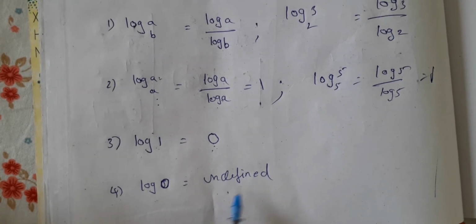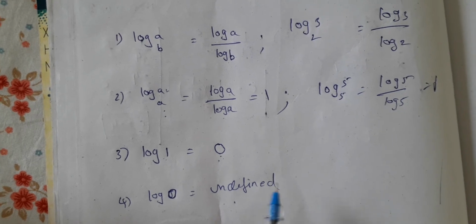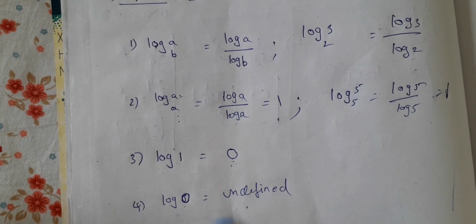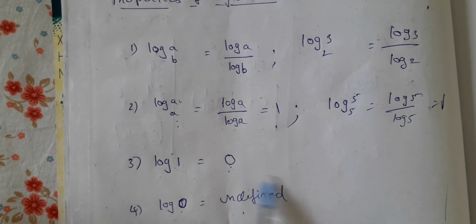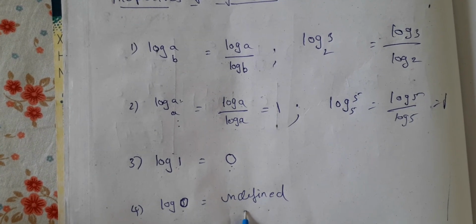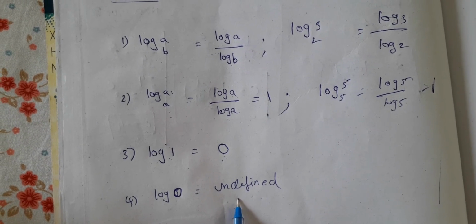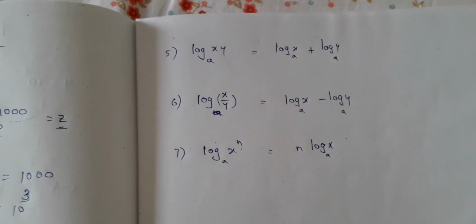That means you are not going to find out to what power a particular number has to be raised in order to get 0. It cannot be determined. So therefore it is undefined. You may not find log 0 anywhere in your 10th class syllabus, but I gave you the information so that if the examiner goes beyond your syllabus and asks you the value of log 0, it is undefined, it cannot be determined. So now let us move on to the next properties.